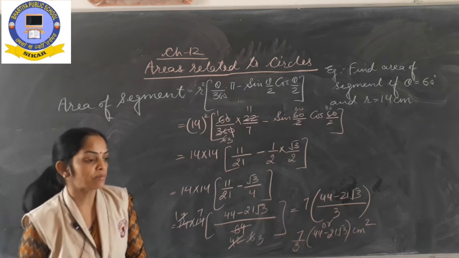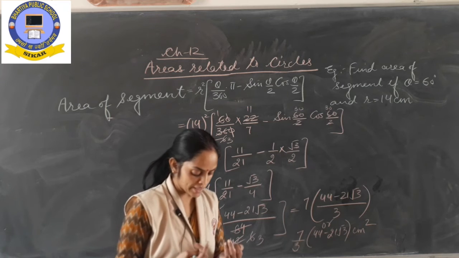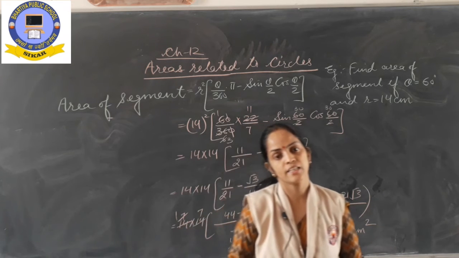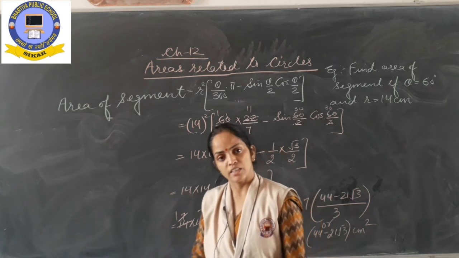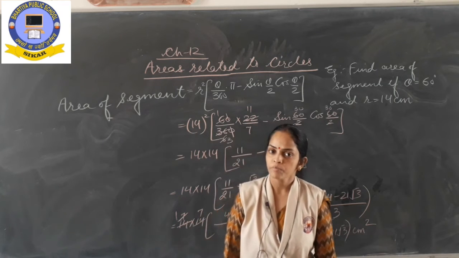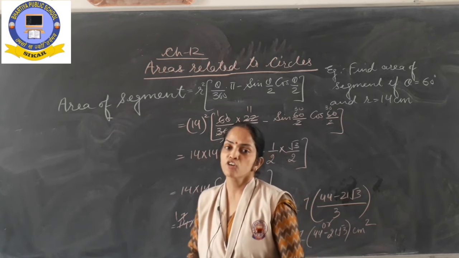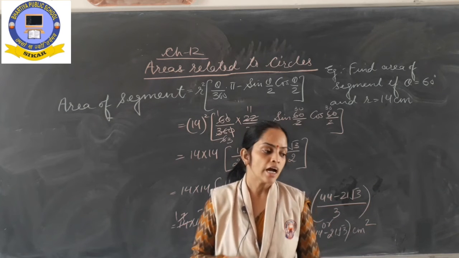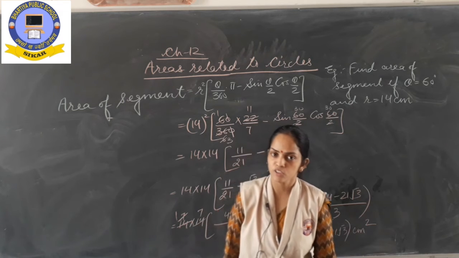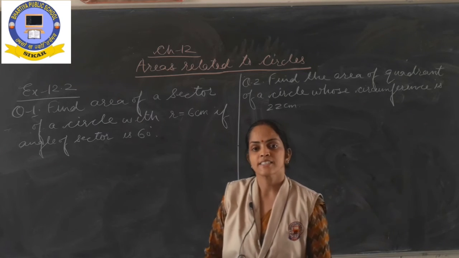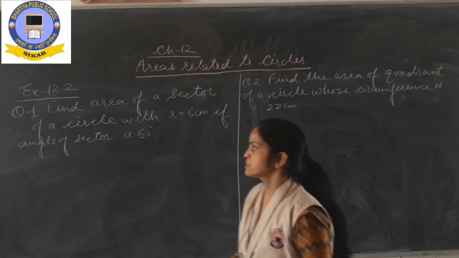Okay, so in exercise 12.2 you have to apply the concept of area of sector, length of arc, area of segment. These all concepts we have studied already. Now all the questions are only on the basis of formulas. I will give you hints for some of the questions, but you will have to try those questions yourself. So let us start exercise 12.2. Here is the first question.